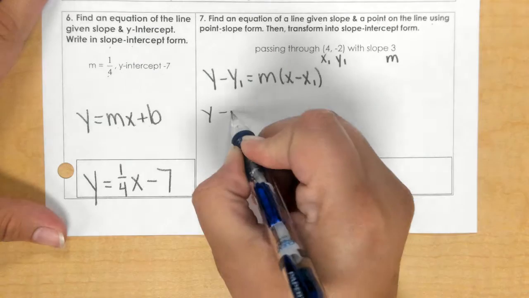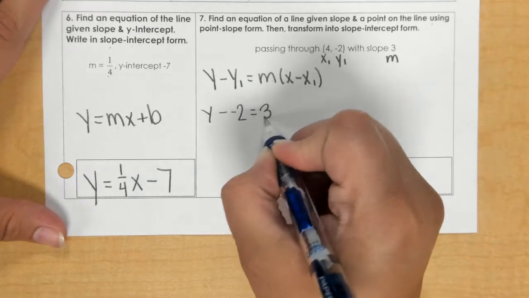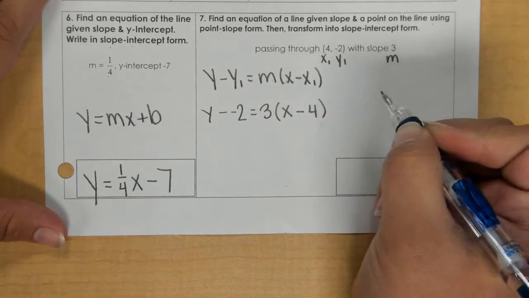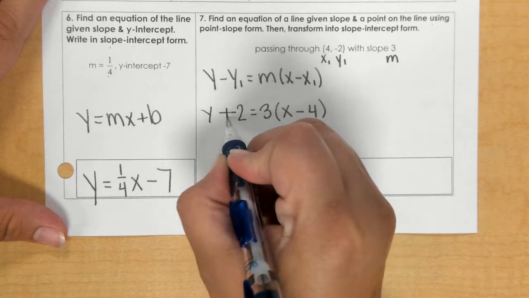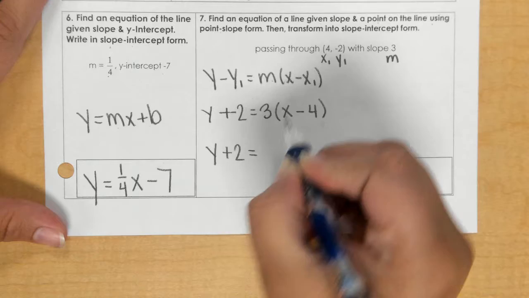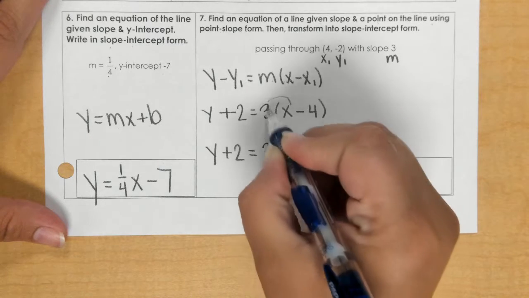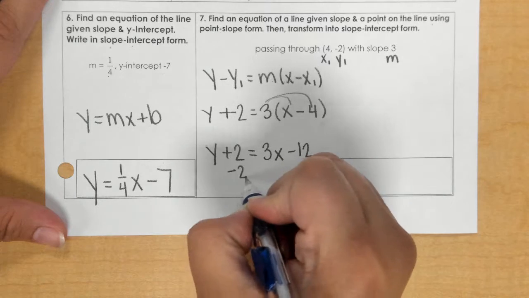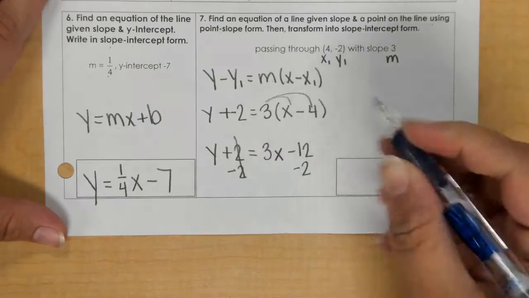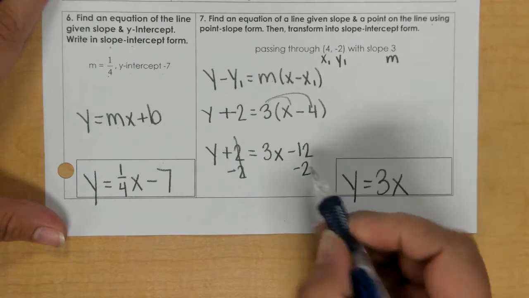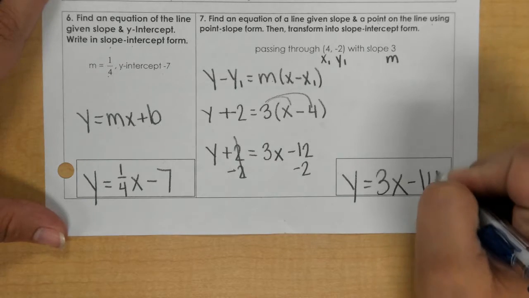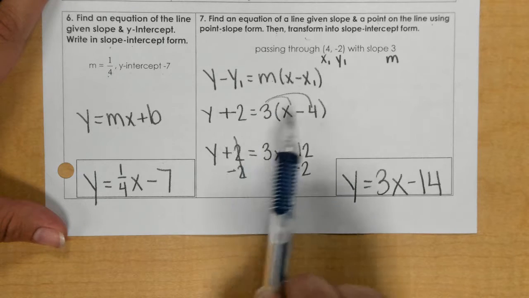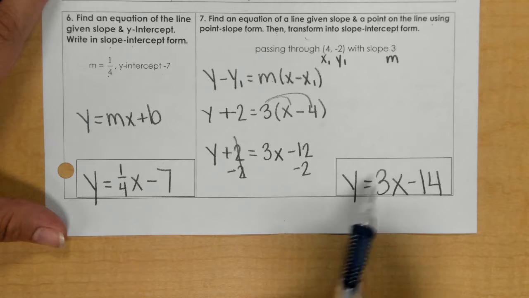So y1 is -2. M is 3. X minus x1 is 4. Then we would make our two negatives positive, and have y plus 2 equals, distribute, distribute again, and lastly, to get y by itself, you're going to subtract 2. So we would have y equals 3x. We combine these, that makes a negative 14. And then end of the direction, so you then transform into slope-intercept form. So here was our point-slope form, and we went into slope-intercept form.